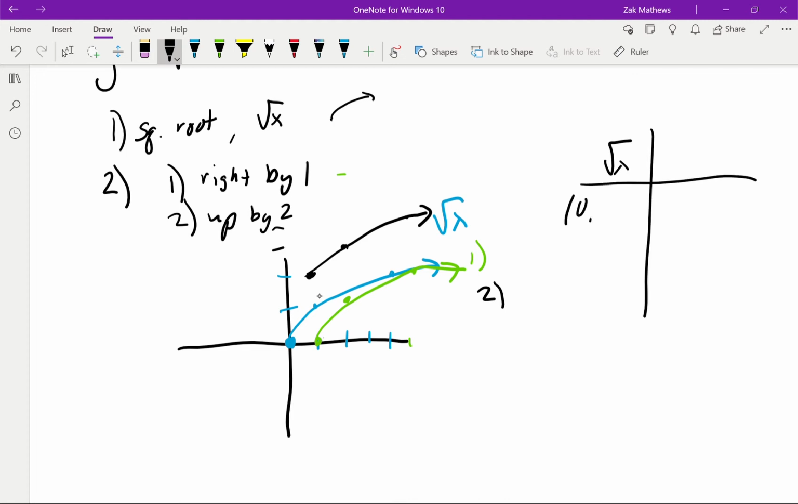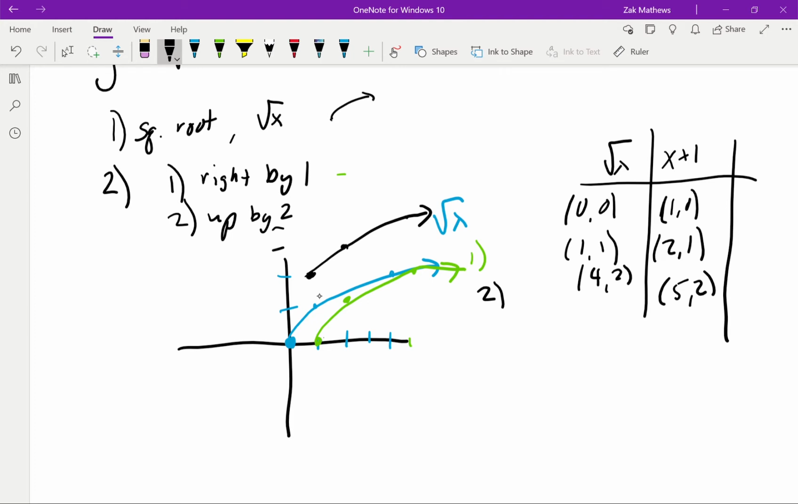The square root function has the points 0, 0, 1, 1, 4, 2. Notice these are the same points that I identified when I drew out that first blue shape. From there, I'm going to go right by 1. That means I'm going to do x plus 1. It's 1, 0. Then we'd have 2, 1, and 5, 2. That would be the green graph. And last, I'm going to go up by 2, which means y plus 2.